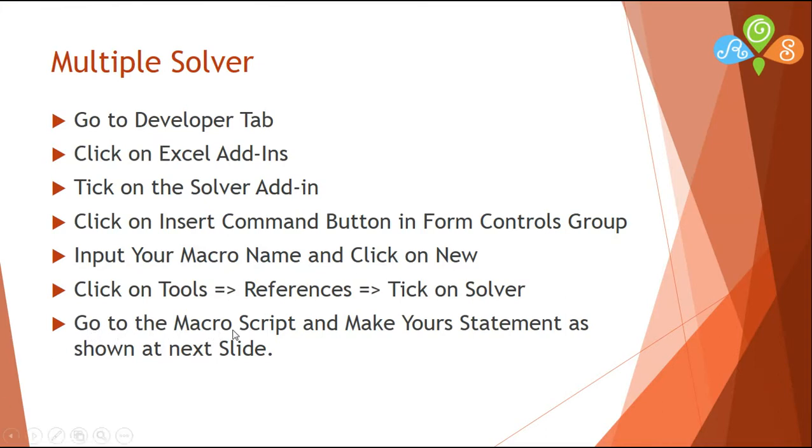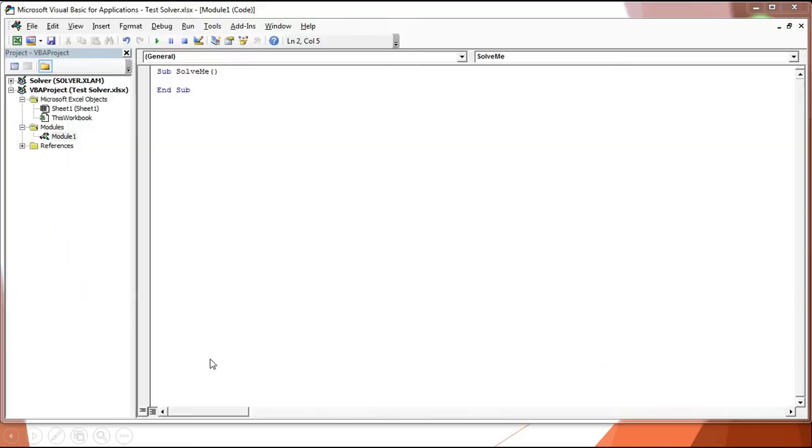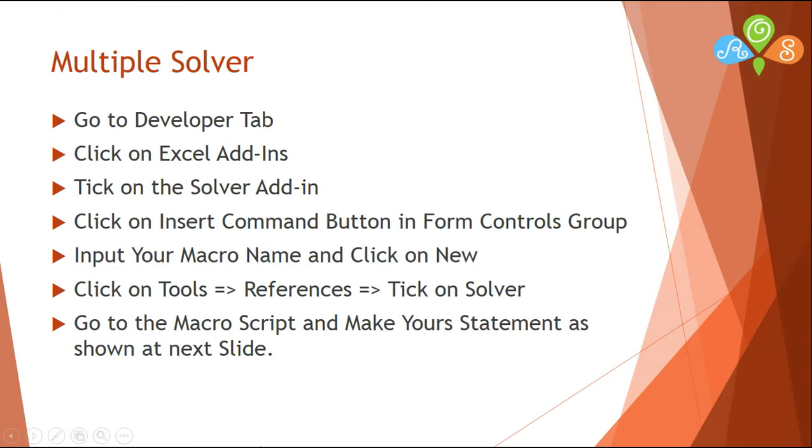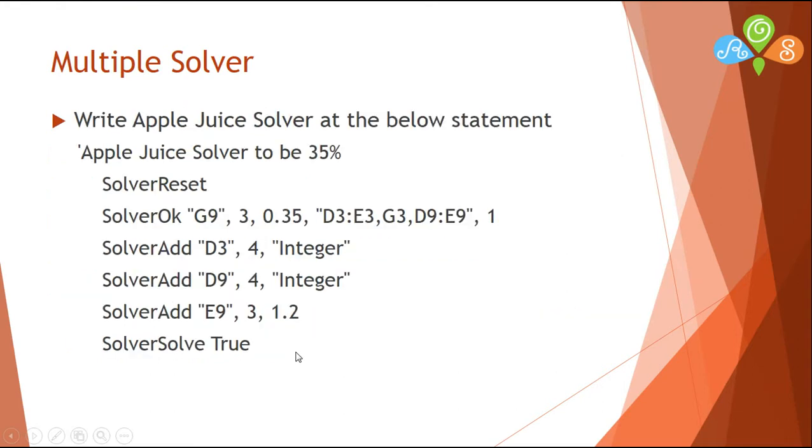Go to the macro script and make your statement as shown on the next slide. Okay, this is the macro script. Then what is the statement? Go to the next slide. Write the Apple use Solver statement below: use Solver to make it 30%. So SolverReset, SolverOk, and so on. I will explain all the script step by step. So I make the statement.